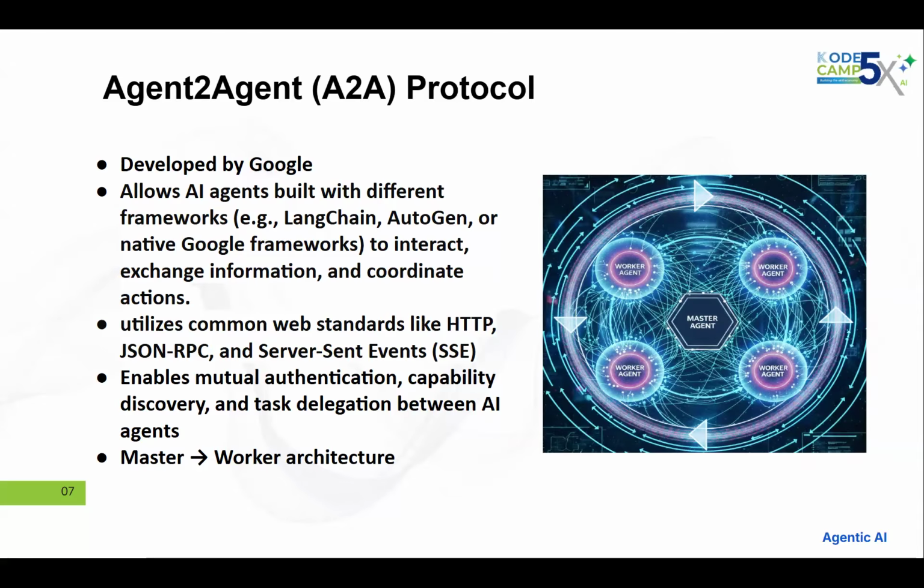It uses common web standards like SSE, HTTP and JSON-RPC, and it enables mutual authentication between the agents. It allows agents to discover each other's capabilities, and it allows agents to delegate tasks to other agents. And it uses the master-worker architecture where you have one master agent that manages multiple worker agents.